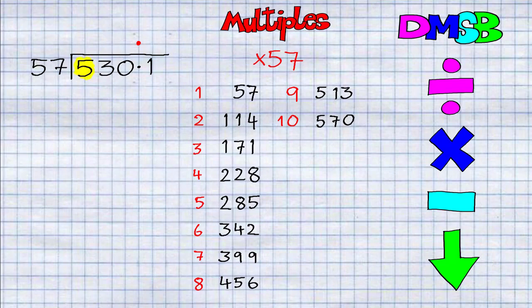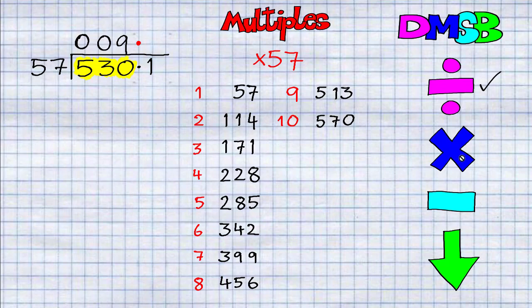First things first, will 57 go into 5? We know it won't. Let's see if it'll go into 53. 57 into 53 won't go, so we put our 0. After that, we see if 57 will go into 530. We have to find the biggest multiple we can that does not go over 530. So we know from here 513 should be the answer, so it's a multiple of 9. So that's the division done.